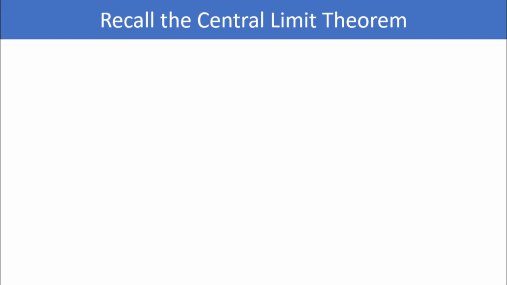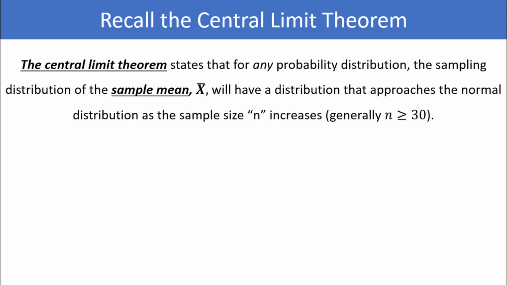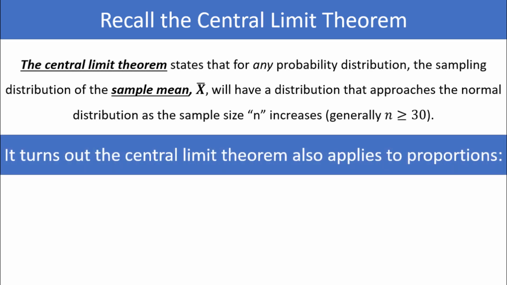I have discussed the central limit theorem in other videos, which you may or may not be familiar with. I discussed the central limit theorem as it applied to the sample mean x bar. The central limit theorem states that, for any probability distribution, the sampling distribution of the sample mean, x bar, will have a distribution that approaches the normal distribution as the sample size, n, increases. Generally, we need a sample size of at least 30. In other words, if we were to find a whole bunch of sample means and start to make a histogram out of them, the distribution of sample means will be approximately normal as long as the sample size is at least 30. Well, it turns out that the same idea applies to proportions.